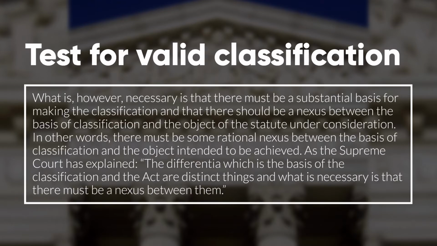What is, however, necessary, is that there must be a substantial basis for making the classification, and that there should be a nexus between the basis of classification and the object of the statute under consideration. In other words, there must be some rational nexus between the basis of classification and the object intended to be achieved. As the Supreme Court has explained, the differentia, which is the basis of the classification, and the act are distinct things, and what is necessary is that there must be a nexus between them.